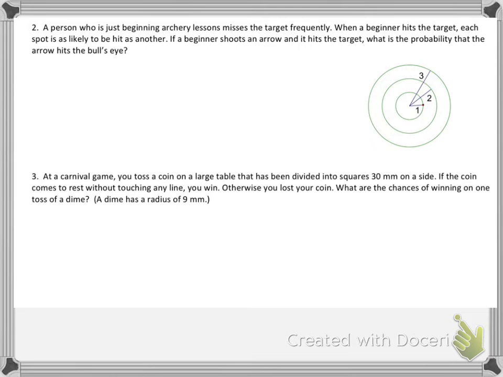If we look at our generic target here, our bullseye is the centermost circle, and that would be the circle with a radius of 1. So what I would want to do in this case is to compare the area of the bullseye to the area of the entire circle.